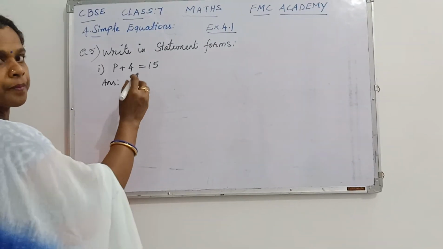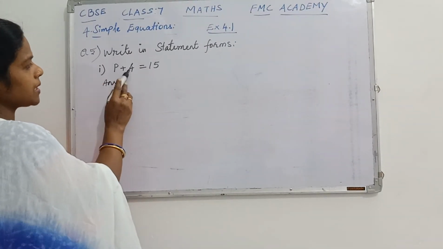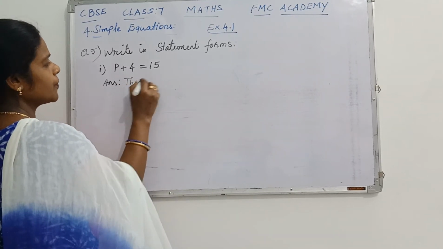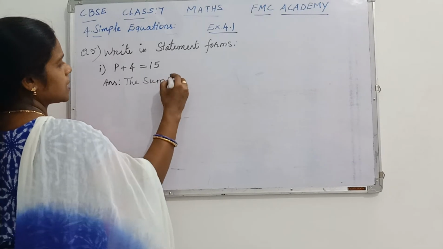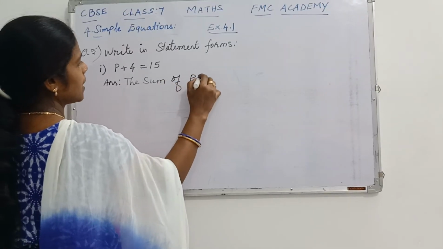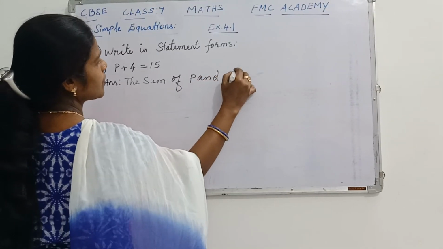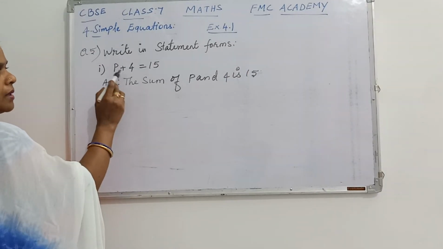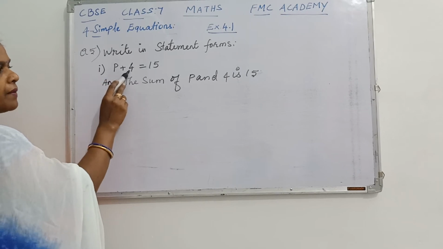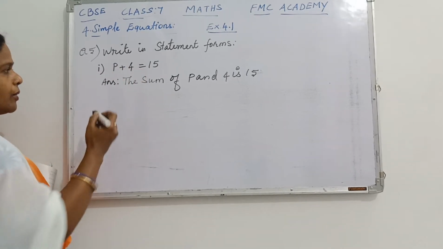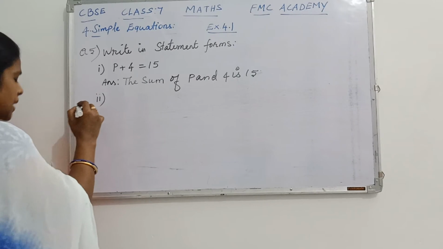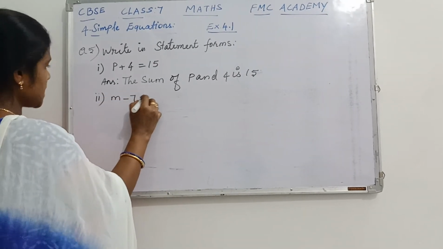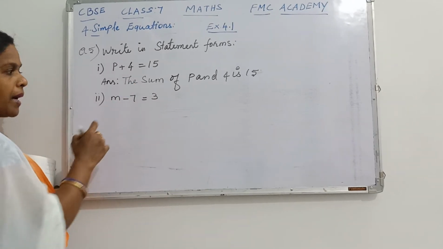Children, just see here, p plus 4 is equal to 15. So how can you write? The sum of p and 4 is 15. Or you can write a number p is added with 4 gives you 15. Any way you can write the answer. Let's move to the second one, which is given here. m minus 7 is equal to 3.